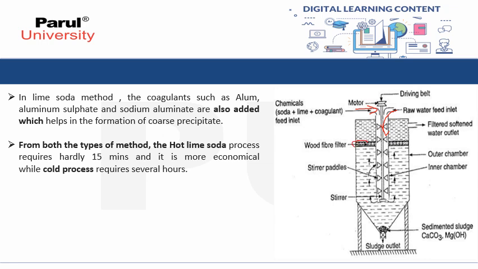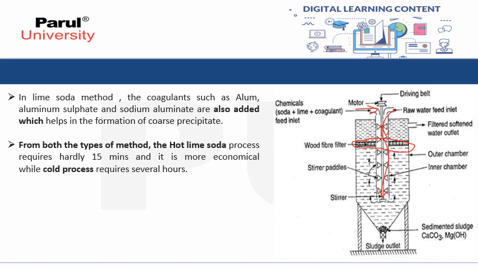Here there is a wood fiber filter which will not allow the other impurities present in the hard water to pass. When the water enters through this inlet, with the help of a driving belt the paddles are rotated so that the chemicals are evenly distributed in all the area of the chamber where the hard water is present.